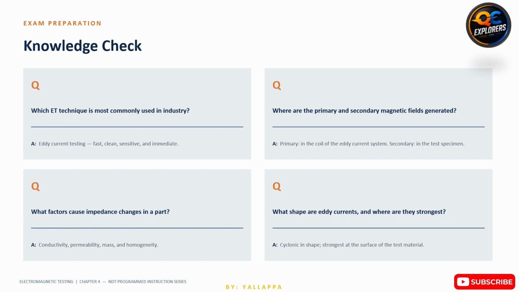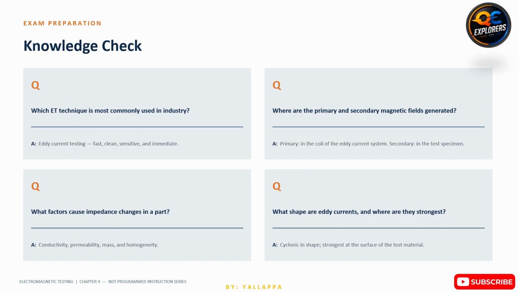When preparing for examinations such as ASNT Level II or Level III, don't simply memorize these answers. Instead, understand the principles behind them. Certification examinations often test your ability to apply these concepts in practical inspection scenarios rather than recalling isolated facts.